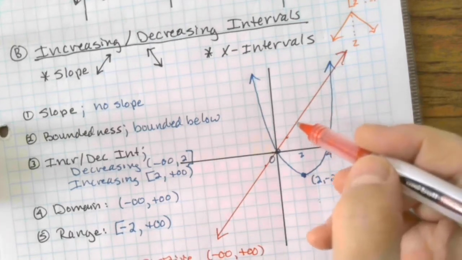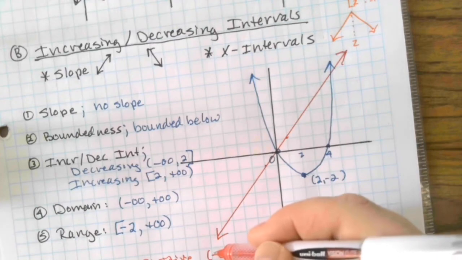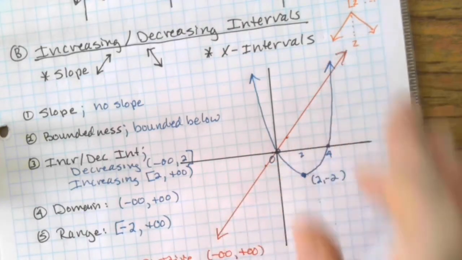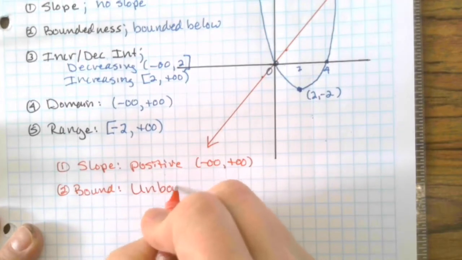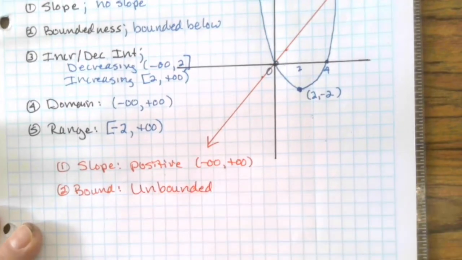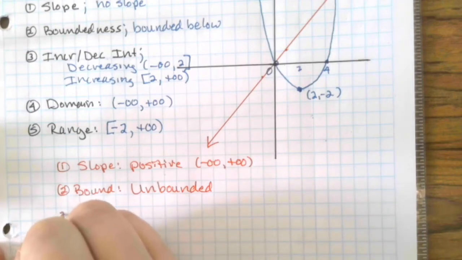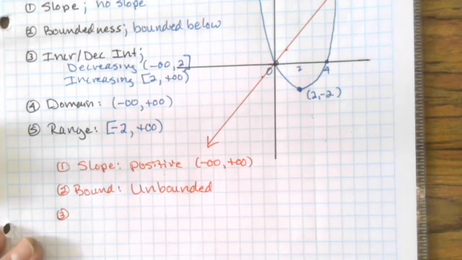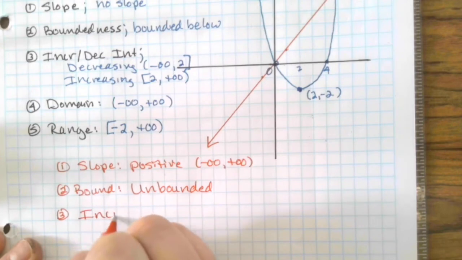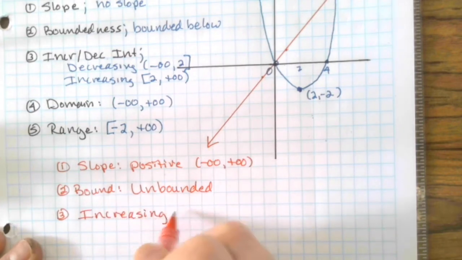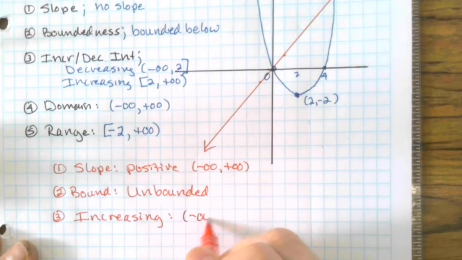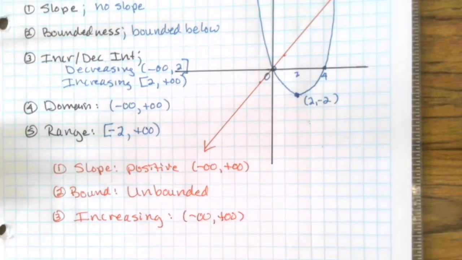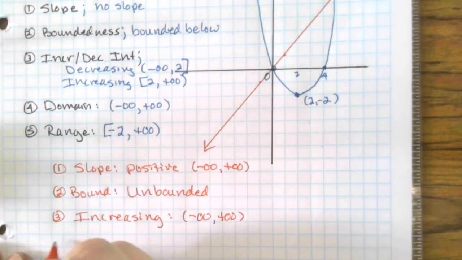Well, this is not bounded below because it keeps going. It's not bounded above. So we say this is unbounded. That's not a word that I gave you up above. Unbounded means it doesn't stop either top or bottom. Number 3, increasing or decreasing intervals. This whole thing is increasing because it's going up the whole time. It never drops down. So negative infinity to positive infinity is the interval where that's happening.